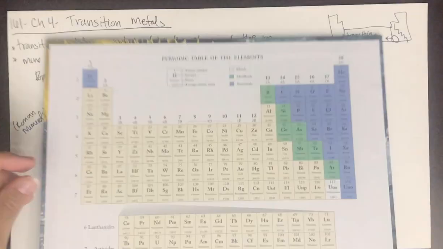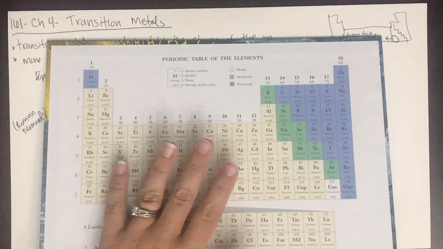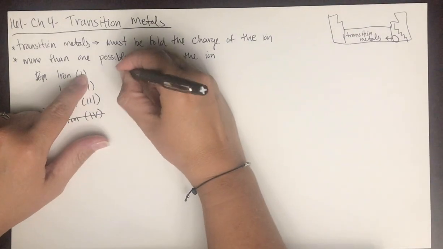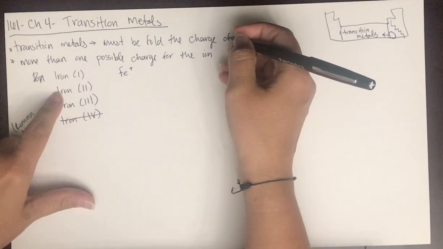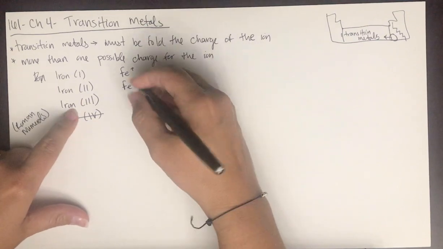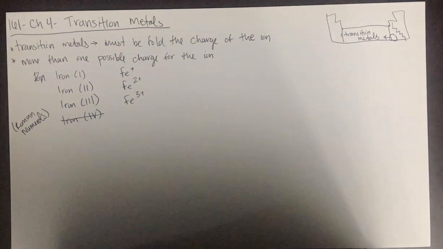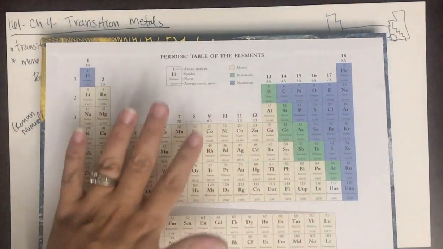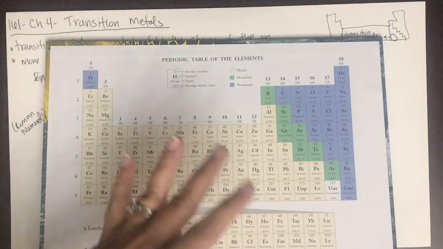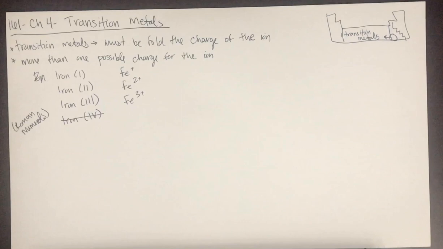So these are transition metals, which means they are still metals. Remember that all metals are positively charged. So when it says iron 1, that means Fe plus 1. When it's iron 2, that's Fe2 plus. And when it's iron 3, that's Fe3 plus. So again, transition metals are always positive. They're always positive because they're metals, and metals always form positive cations.